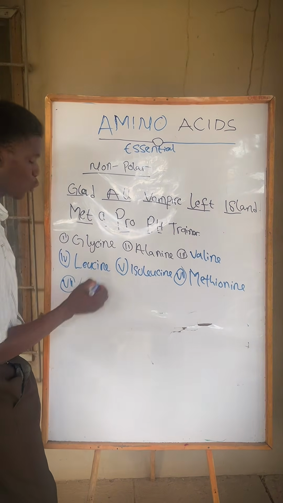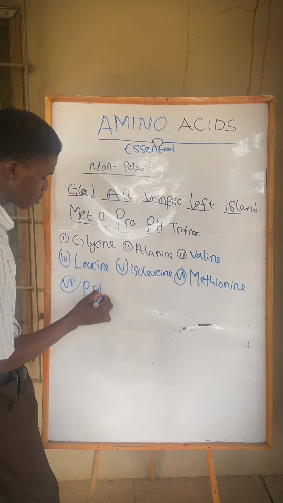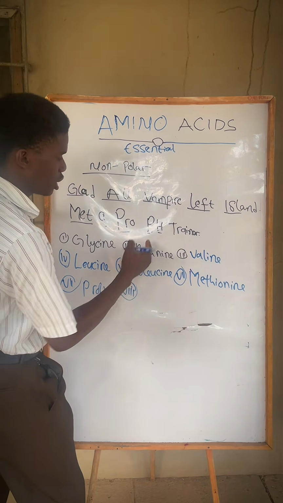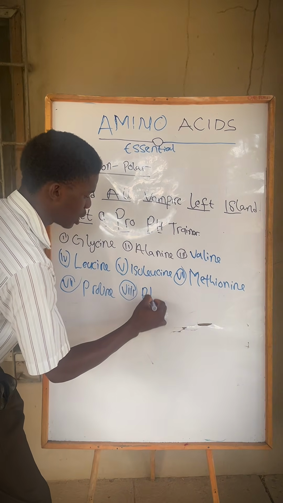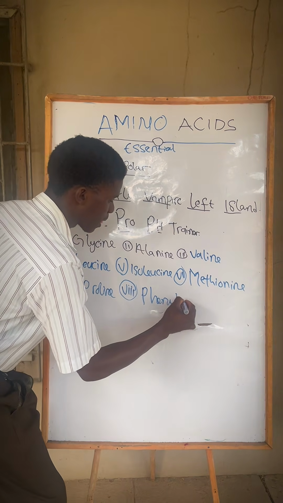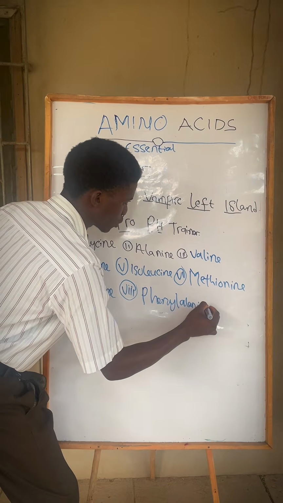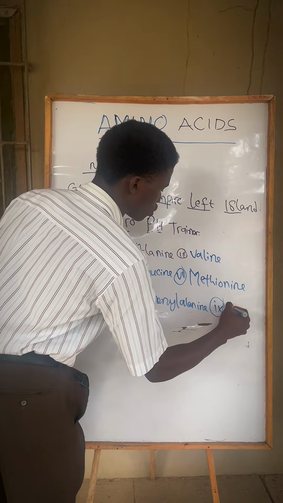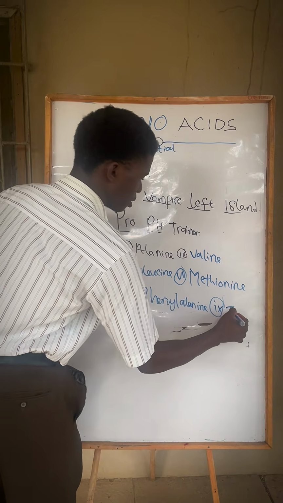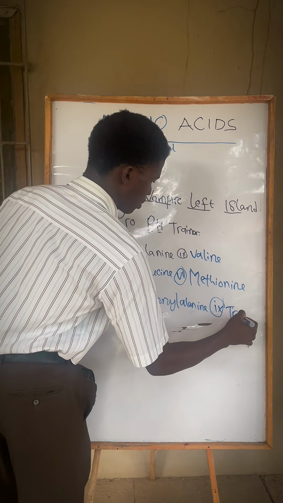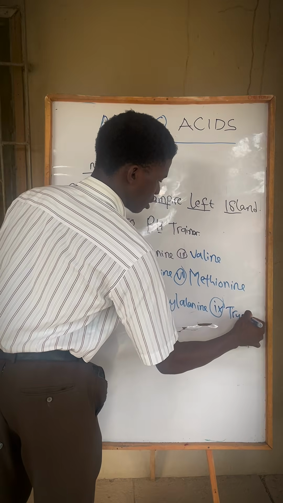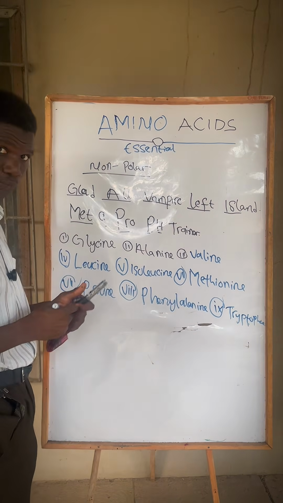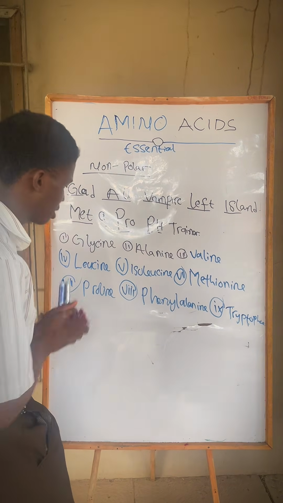The next one is Pro, which is proline. The next one is Phe, which is phenylalanine. Very simple structures. Okay, just calm down. The next one is Trp, which is what? Tryptophan. Okay, tryptophan. Do we understand it? Please make sure you write it down.